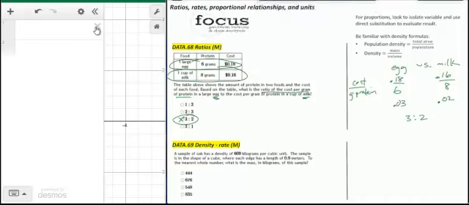Density is related to ratios in that, for density, it's mass per volume. So kilograms per cubic unit is a density. It could also be a population density, where it's the total population divided by area. And you are kind of expected to know that. There have been questions designed with population density in mind.